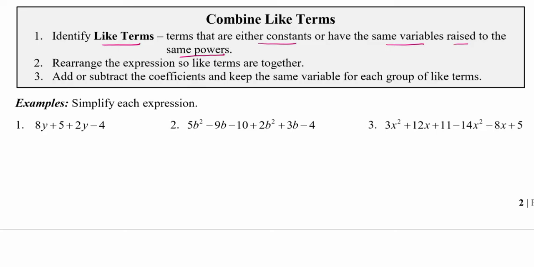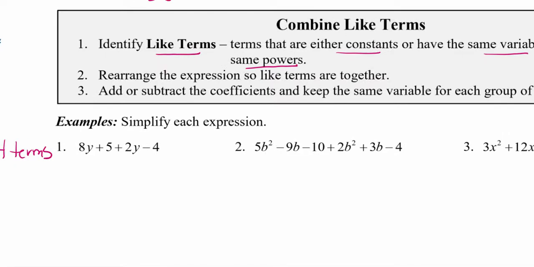So I want you to look at the first example here. And the first example has 4 terms, doesn't it? It's got the 8y, the 5, the 2y, and the -4. So there are 4 terms. And the like terms are the 8y with the 2y. So those are 2 like terms. And then we have the 2 constants, 5 and the -4.